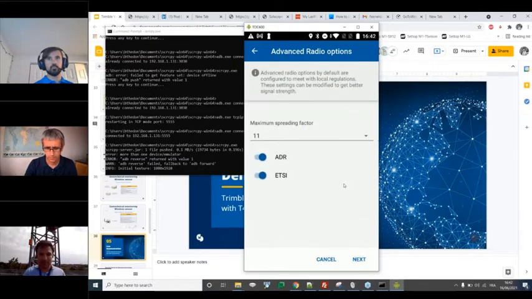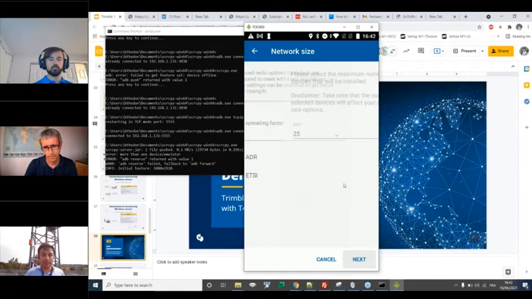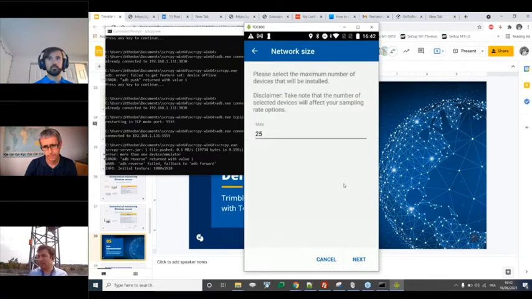Next, the maximum spreading factor. Here, basically, you keep the default mode. Then you put the maximum number of sensors. The maximum can be 500. In my case, I don't have a lot of sensors connected on my gateway, so I just put 25.